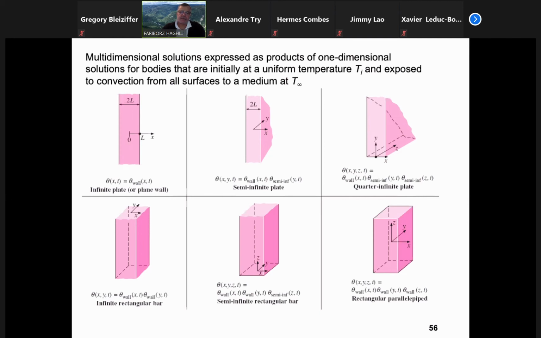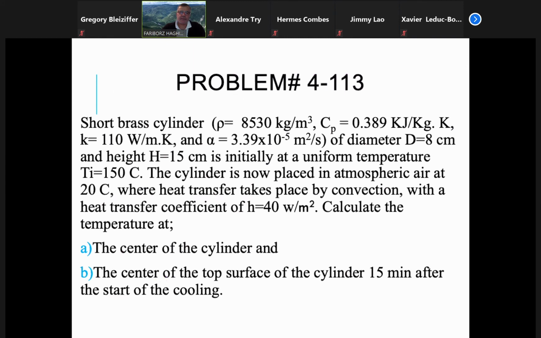Just to give you one example, look at this problem. Again, this number is from an old textbook, okay? I'm trying to apply this equation with whatever we learned so far here: short brass cylinder. Therefore, we cannot assume long, this is short, it's specified. And it's specified by giving us the diameter and the height. Therefore, we can see they are almost the same order of value. We cannot assume it's long. It's 8 centimeter and 15 centimeter.